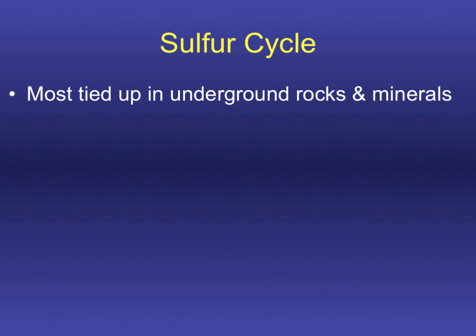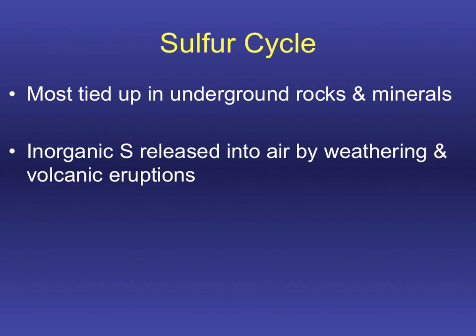Again, this one has a large abiotic component. Most of the sulfur is locked up below ground, either in rocks or in mineral form. Typically, sulfur is released naturally by weathering of rock and also by volcanic eruptions. Actually, volcanoes, when they erupt, release huge quantities of sulfur into the atmosphere, which can then eventually find their way into living things.